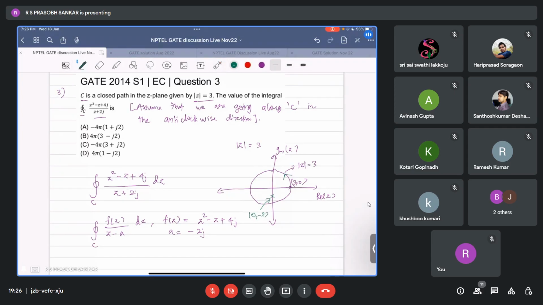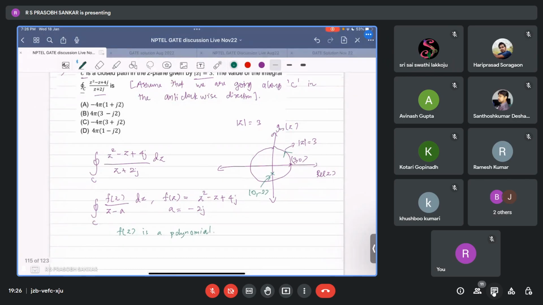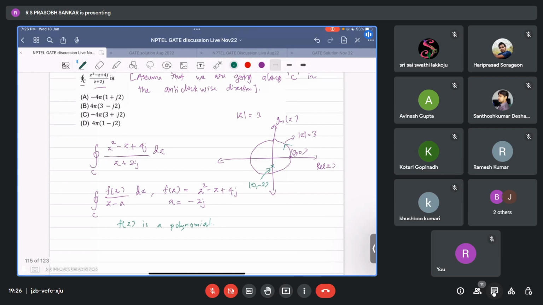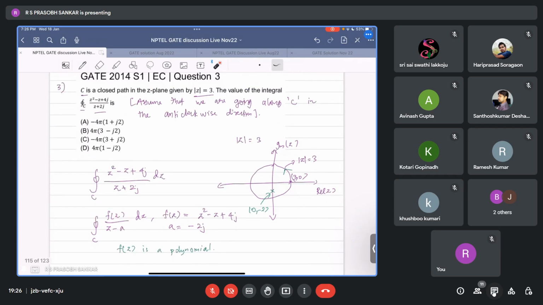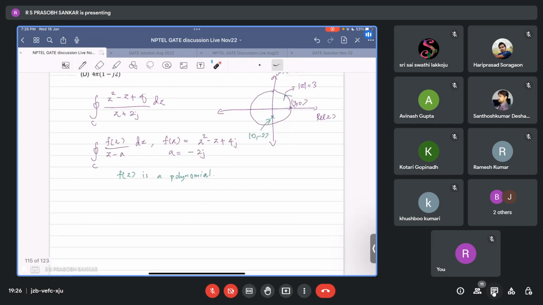Again, if you see the numerator, f of z is a polynomial. Answer is C. I think yeah, it is C. Yeah, that's good. So f of z is a polynomial function. That means it is analytic, and this circle is an example of a smooth contour that is again simple. So this satisfies all the conditions that are necessary to apply Cauchy's integral formula. So we can apply this.